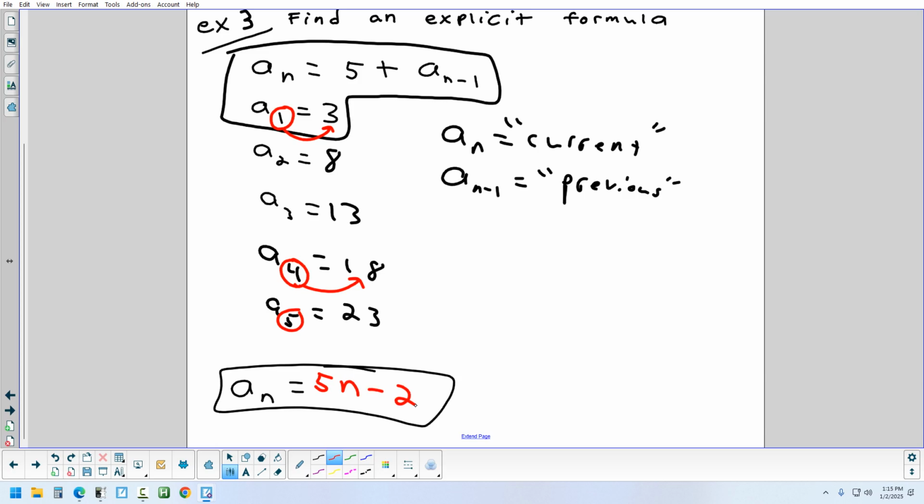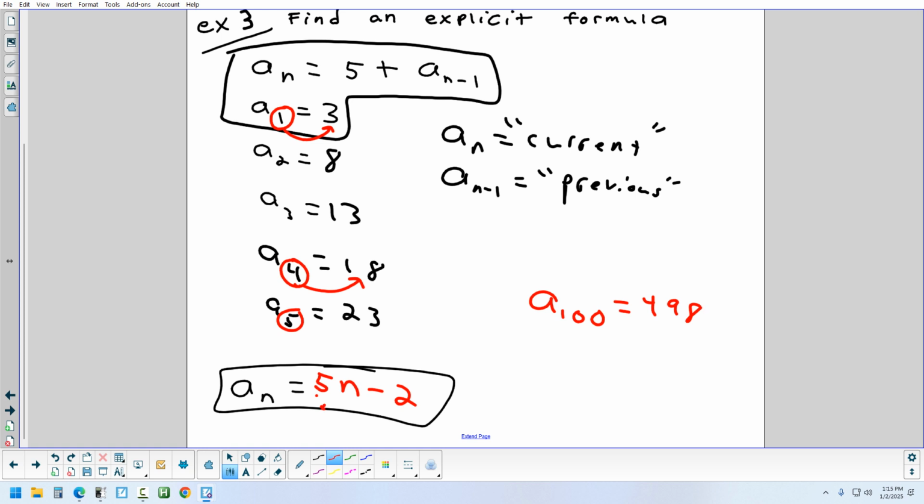So now, if I said to you to find this, it should be very easy. Just plug in the number 100. What's 5 times 100? 500 minus 2? So whether you want me to find the 100th term or the 500th term, I can find it just as quick now that I have this formula.